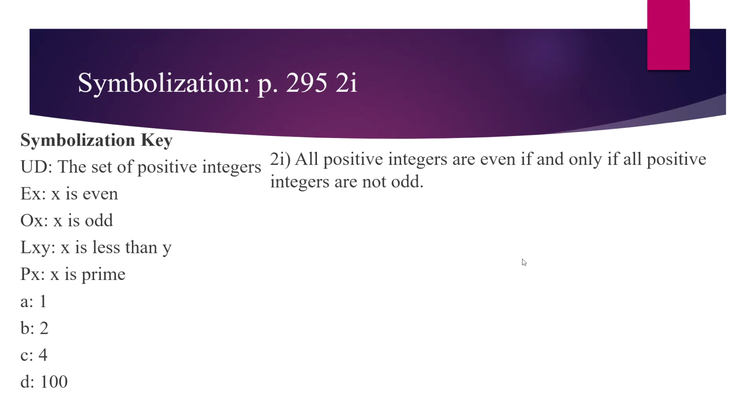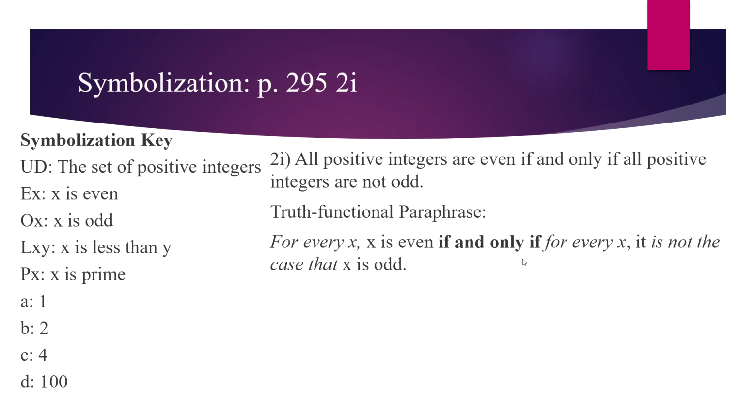Now we have 2i. All positive integers are even if and only if all positive integers are not odd. So we know we're going to have a biconditional, right? And that biconditional is going to be our main connective. And then we have two all claims, one on each side of that biconditional. The first, all positive integers are even, and the second, all positive integers are not odd. So our paraphrase is going to look like this. For every x, x is even, if and only if, for every x, it is not the case that x is odd.